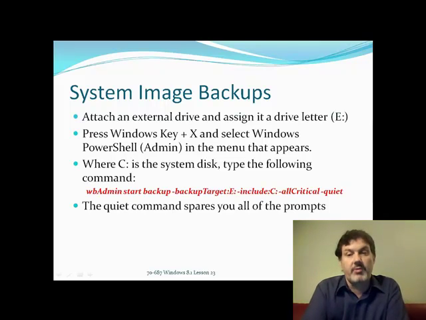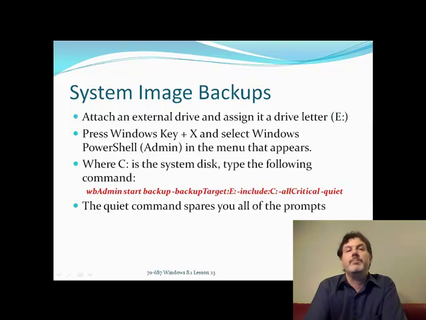In this case, for our example, we're going to assign it drive letter E. I'm going to press the Windows key and X and go into Windows PowerShell in administrative mode, where C is going to be my system disk. I'm going to type the command that you see here on the screen: wbadmin start backup.